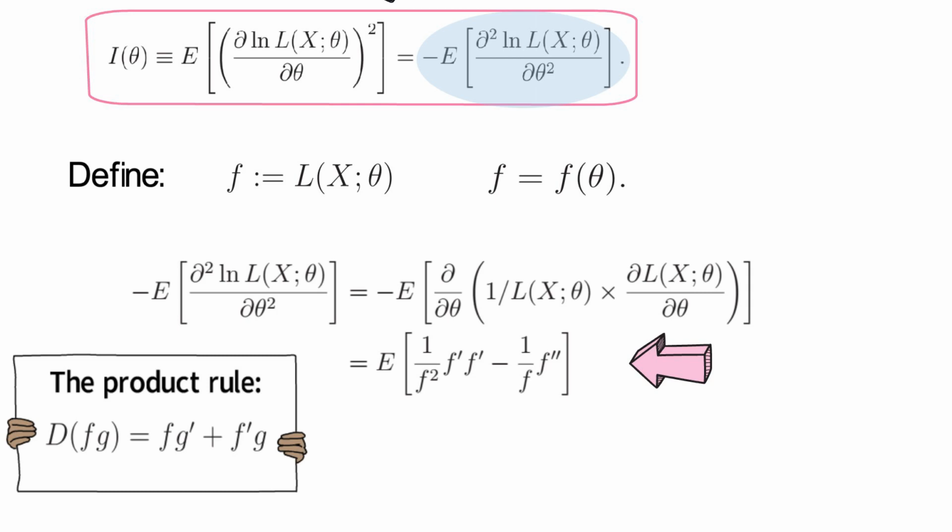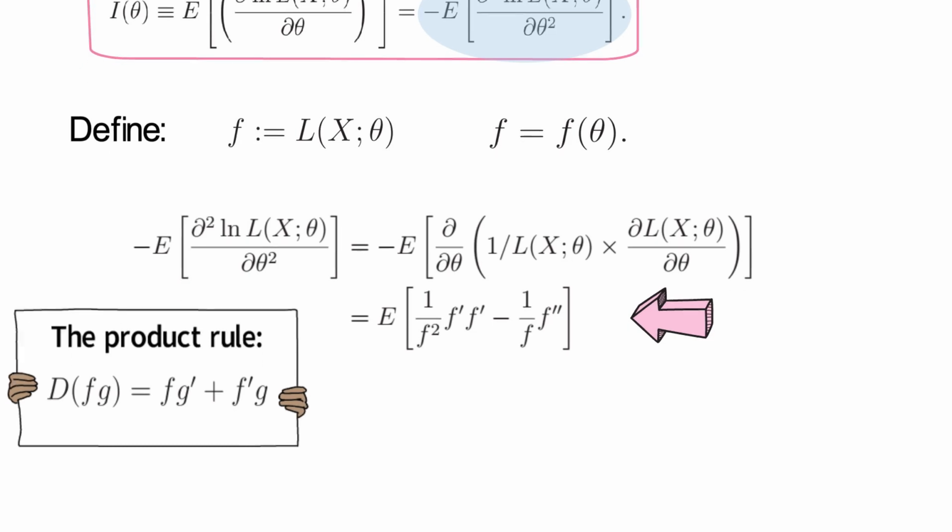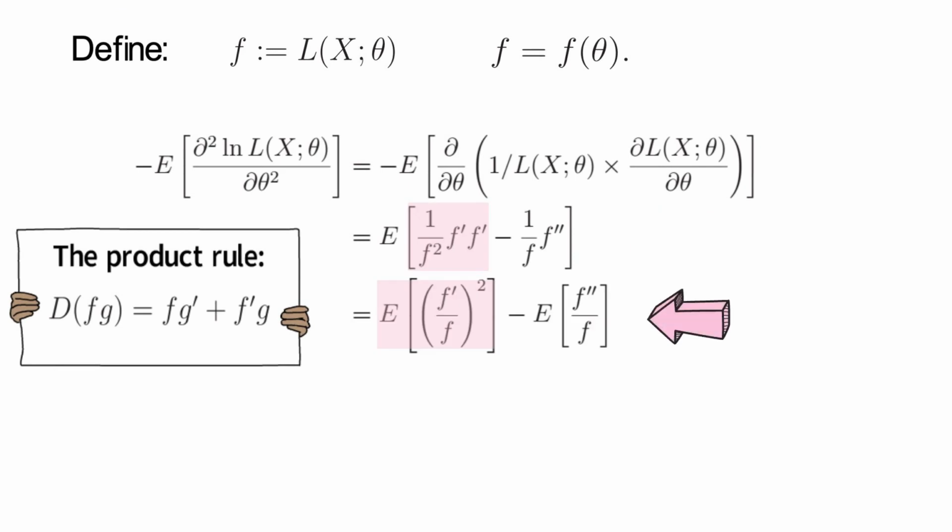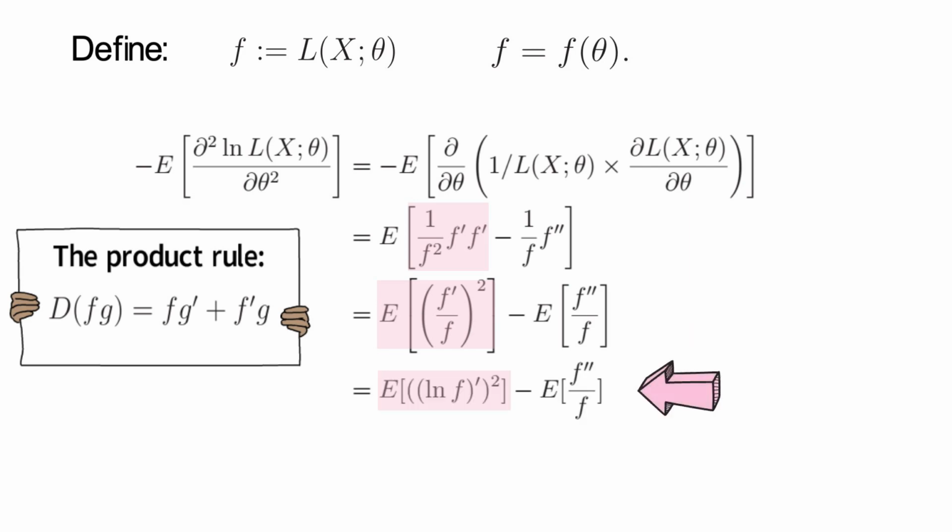Now, if you look at that carefully, you see that the first term can be rewritten as the expectation of f prime over f to the power of 2. And the last term just remains as it is. It's minus the expectation of f double prime over f. Now looking at the first term again carefully, you see that is just the derivative of the log of f. So therefore we can write that as the expectation of ln f prime to the power of 2. And the second term remains as it is, so it's minus the expectation of f double prime over f.